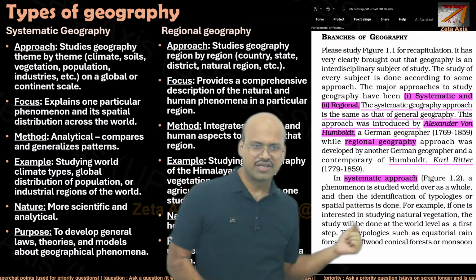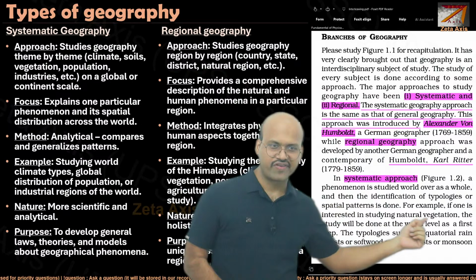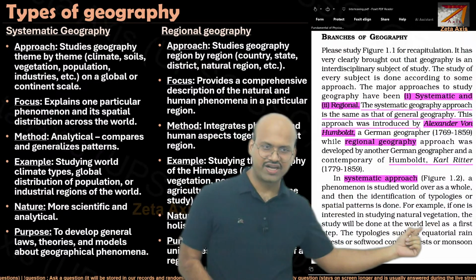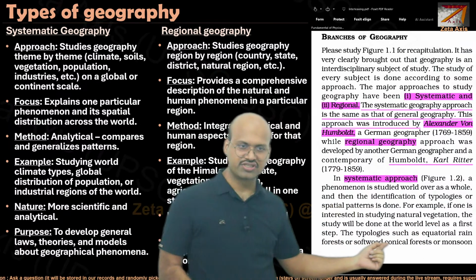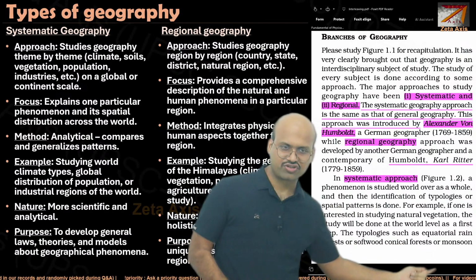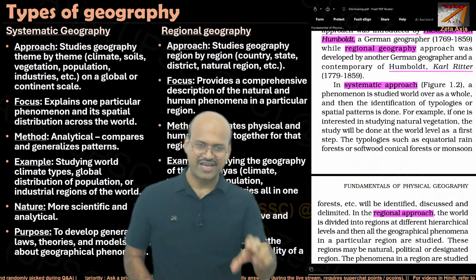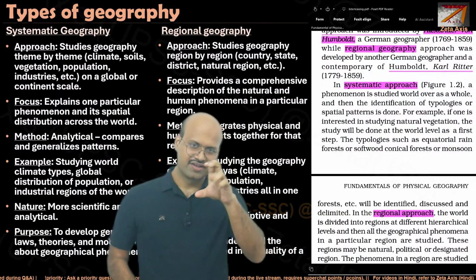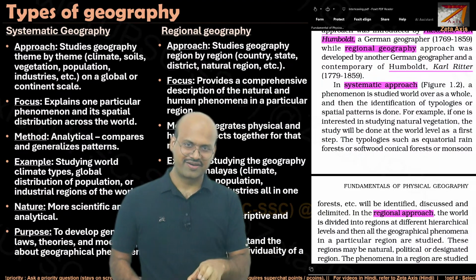For example, if one is interested in the study of natural vegetation, the study will be done at the world level at first step. The typologies such as equatorial rainforest or softwood coniferous forest or monsoon. So you are basically trying to give different types you are focusing on in the study.